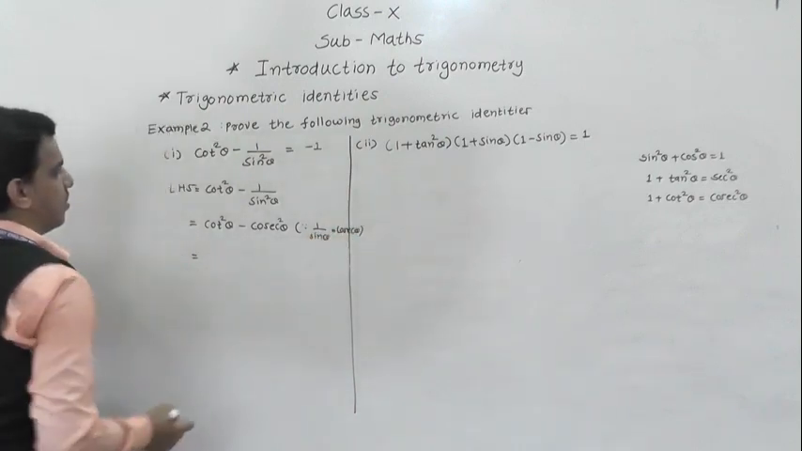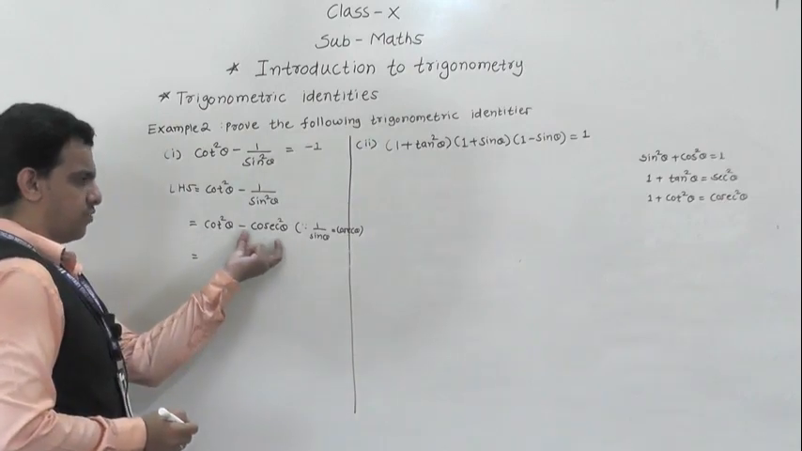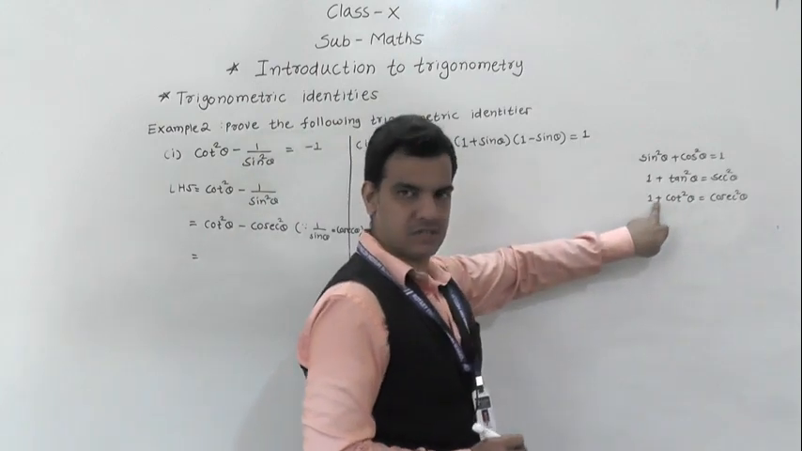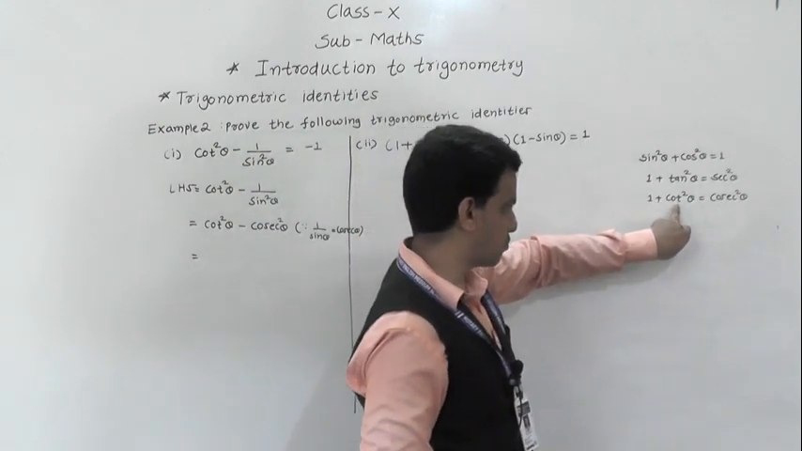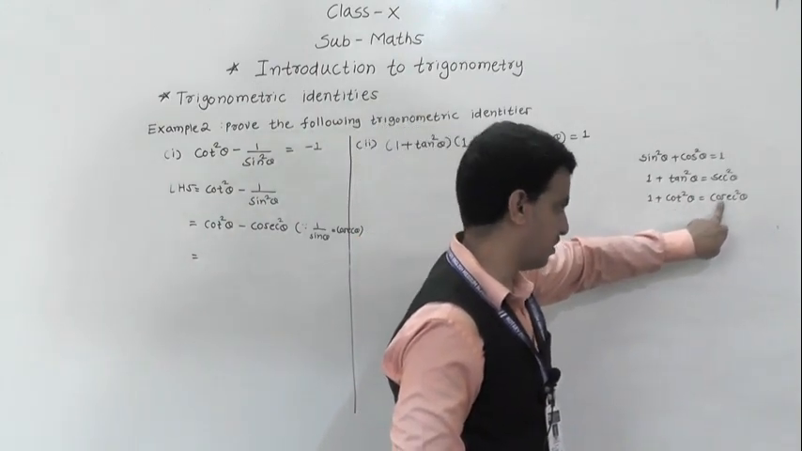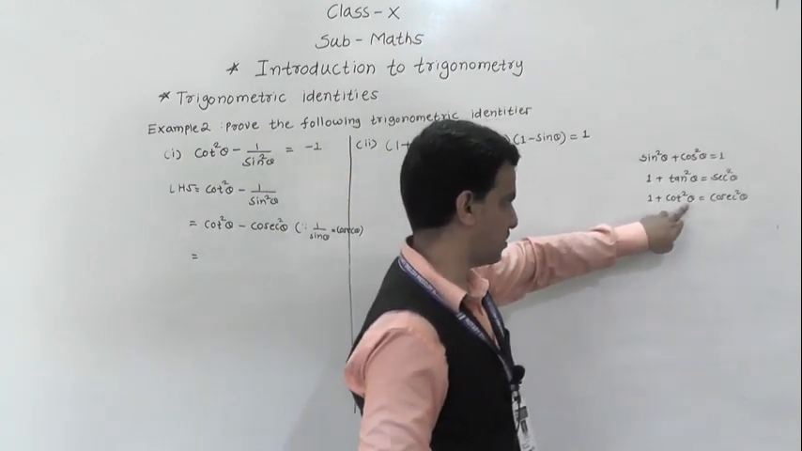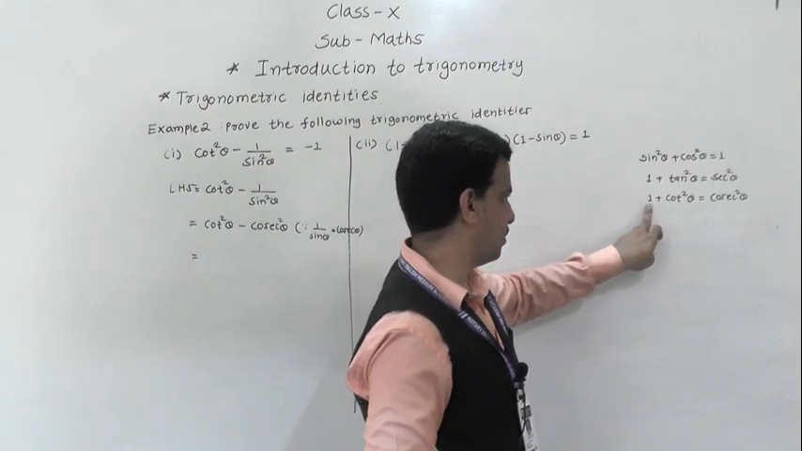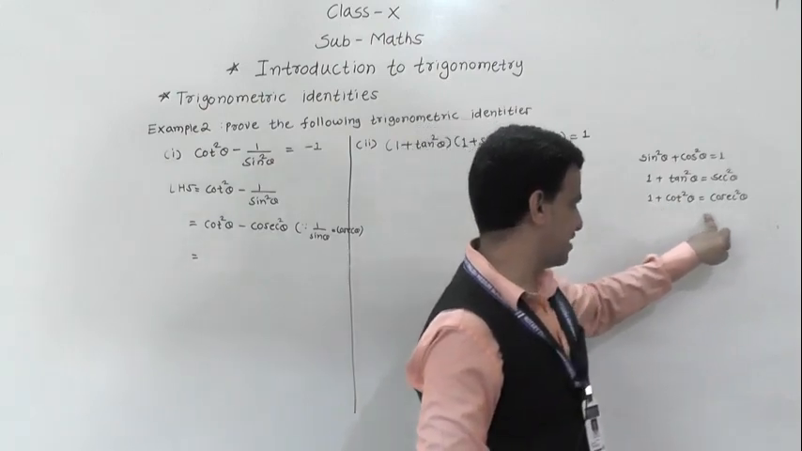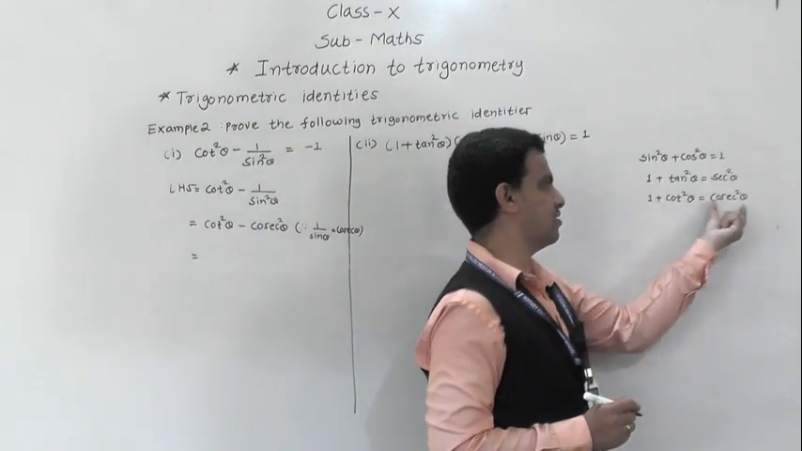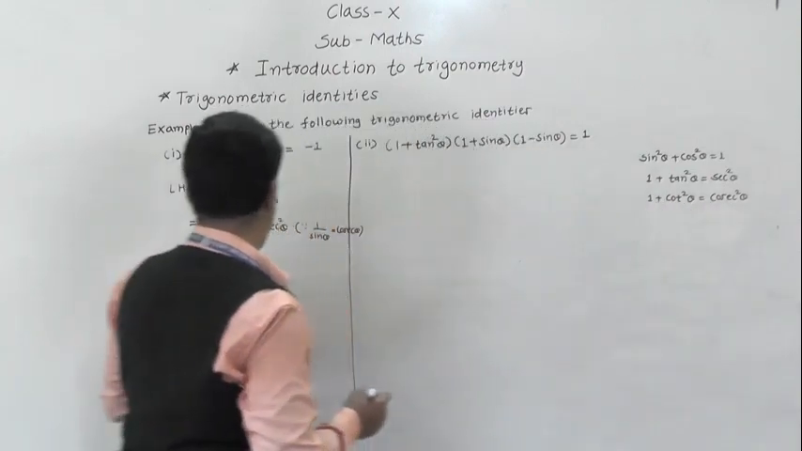Now cot square theta minus cosec square theta. If we take the third identity, 1 plus cot square theta is equal to cosec square theta, so now here we want cot square theta minus cosec square theta. If we shift this to this side, we get minus 1. So cot square theta minus cosec square theta is equal to minus 1.